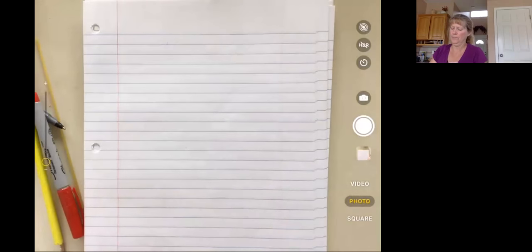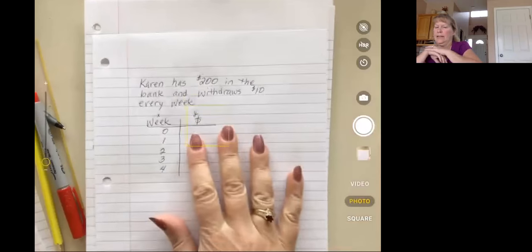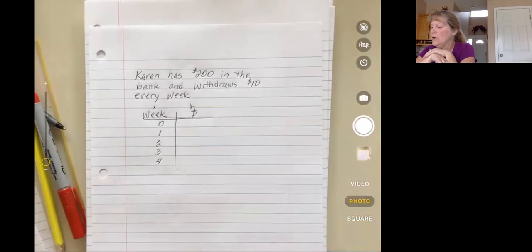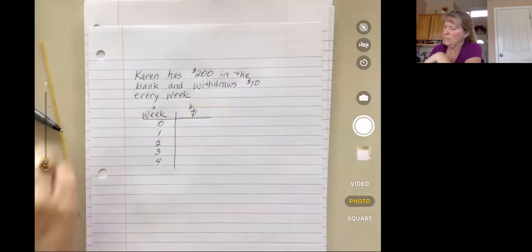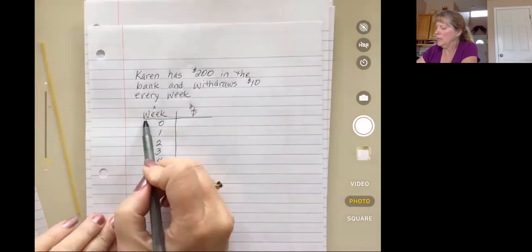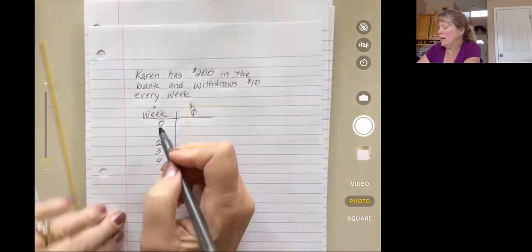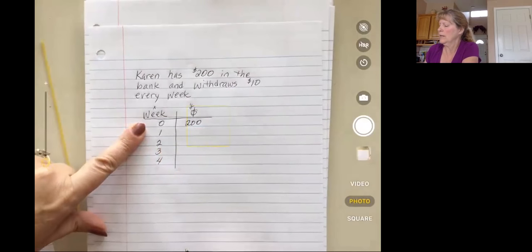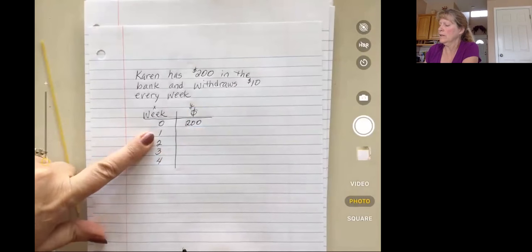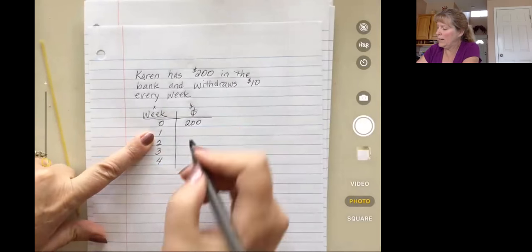Here's an easy one. It says Karen has $200 in the bank and withdraws $10 every week. So when I think about this, I set up a table already, weeks and money. At week 0 right now, $200. After 1 week, if Karen withdraws $10, it's going to be $190.